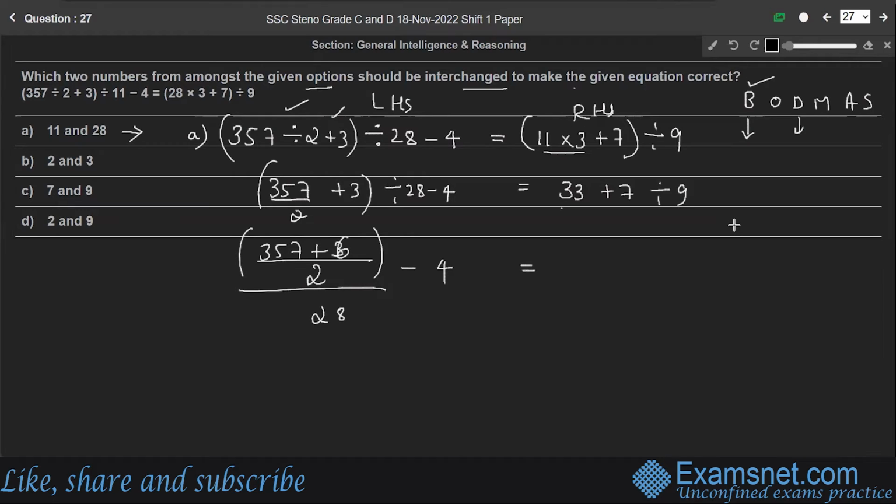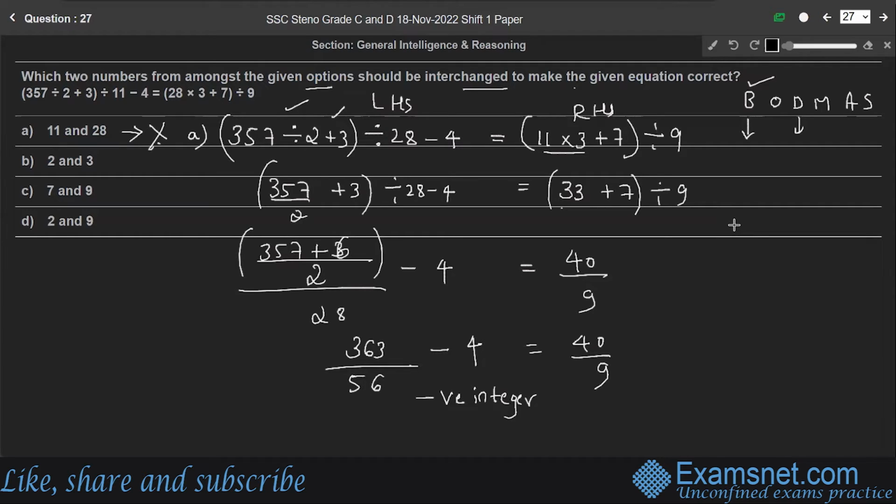Here in the RHS part, we have 33 plus 7 divided by 9. So 33 plus 7 is 40, so it is 40 by 9, right? In the LHS part, we have 357 plus 6, which is 363, divided by 2 into 28, which is 56, minus 4. 56 minus 4 is 40 by 9, right? So here you will get a negative integer in the left hand side part. Therefore, option A will not balance the given equation.